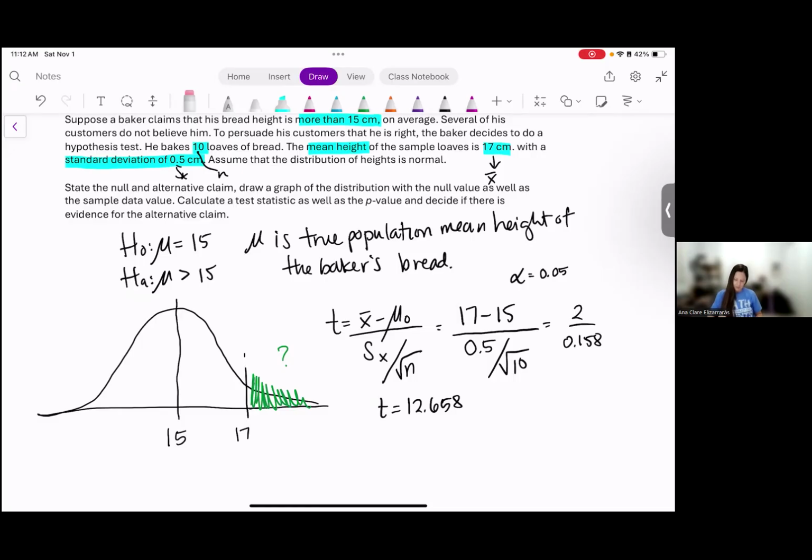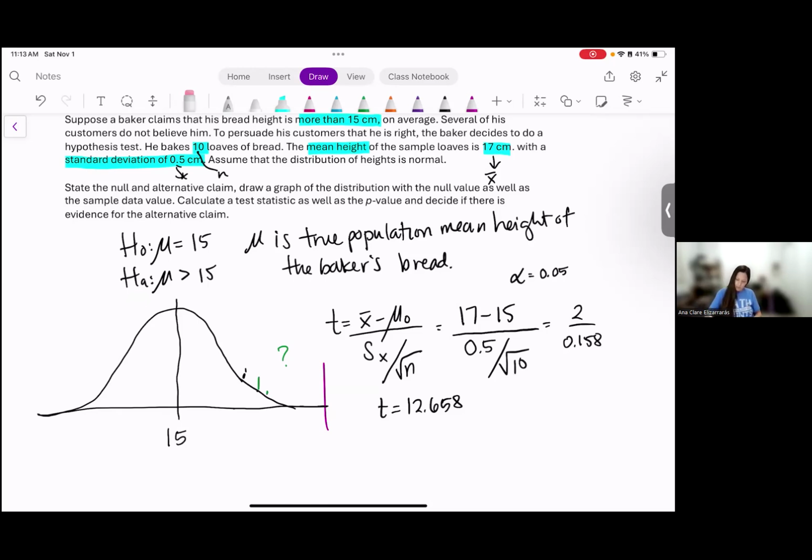So my drawing is completely inaccurate. I would say that my 17 needs to be way over here off the charts, right? 12 standard deviations away. Well, remember, 99.7% of the population falls within 3 standard deviations. So to be 12 away, it's very, very small. I would say my p-value is ridiculously small, almost 0.